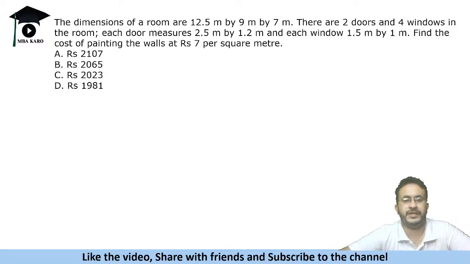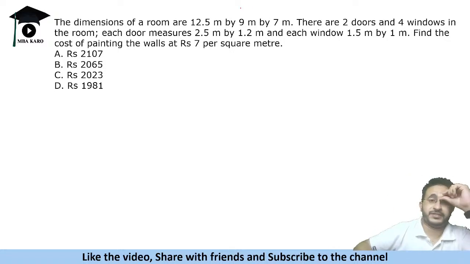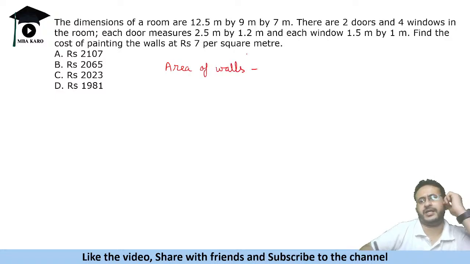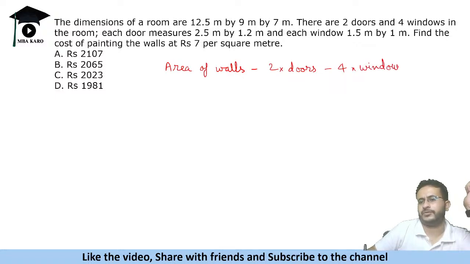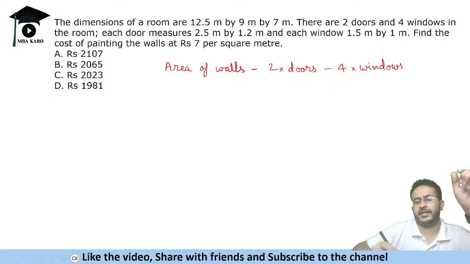So how do we find this? What we will do is we will find the area of walls. From that subtract the area of two doors and four windows. Then you will multiply it by 7.